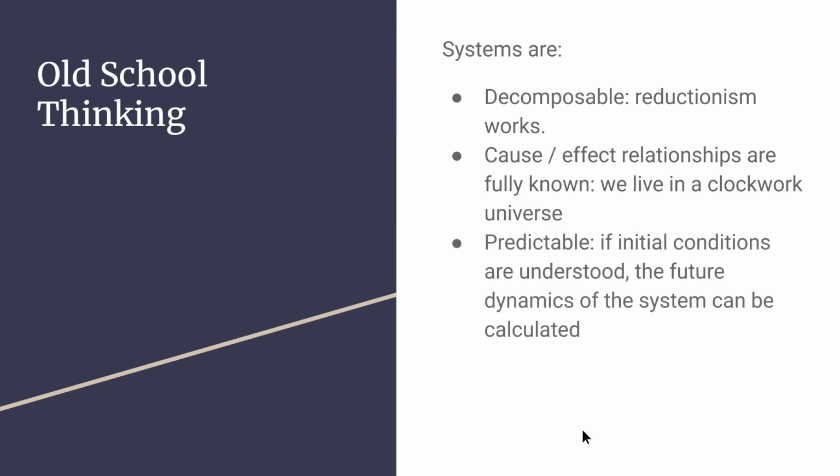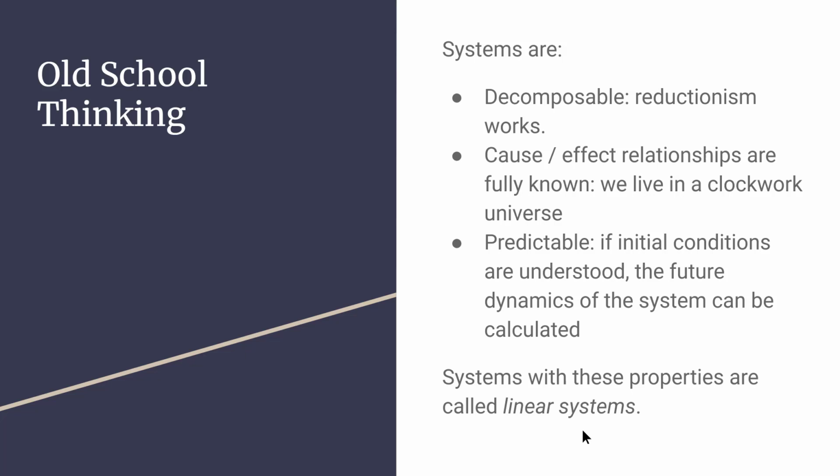The systems are predictable. If we understand the initial conditions, we understand how the little pieces work together, then the future dynamics of the system can be calculated. There are no surprises. So systems with these properties are called linear systems.